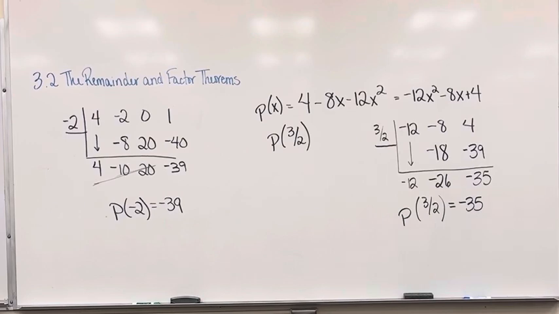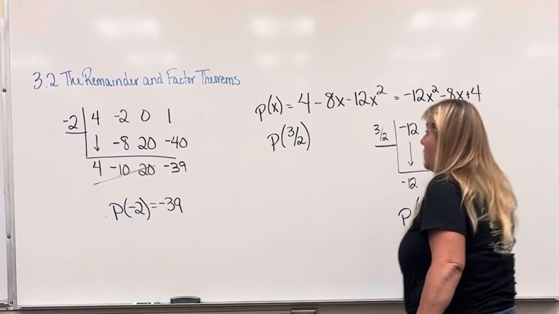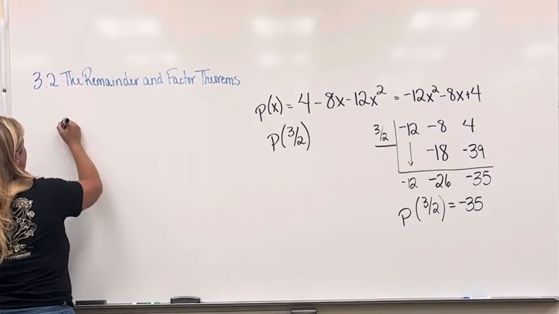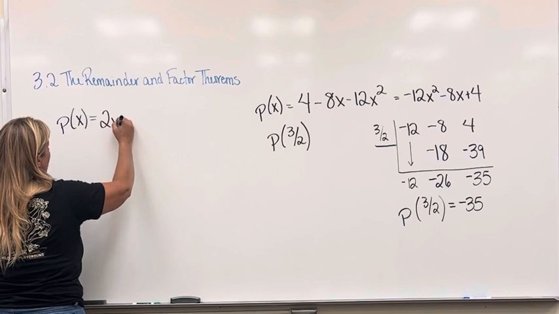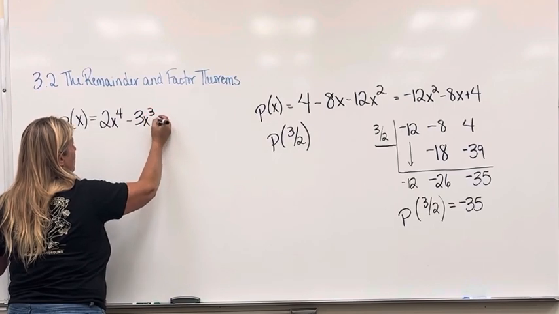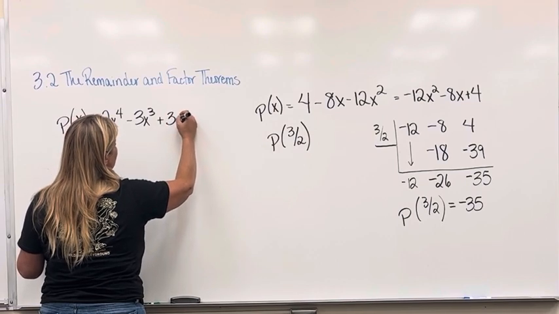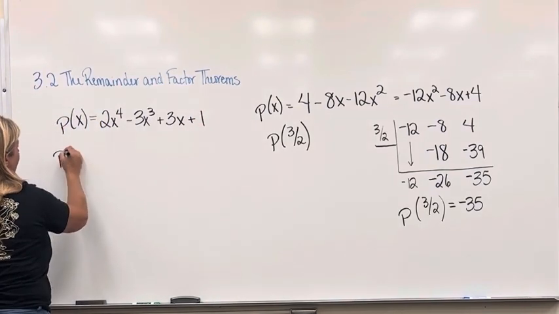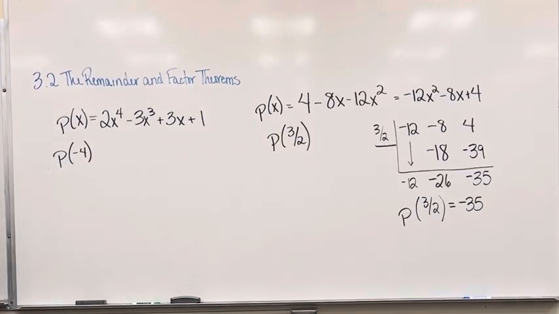Oh, right. Let's see. I want to see one where they are missing some pieces, but I don't like the problems they have. Guess what? We're going to make one up. Okay, I don't like the problems they have in the book. I'll try not to make it too ugly here. So let's say that P of X is equal to, let's go with 2X to the 4th minus 3X cubed plus 3x plus 1. And we want to find P of negative 4. We'll even see how weird it gets with negative 4.